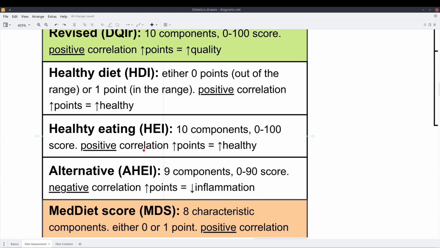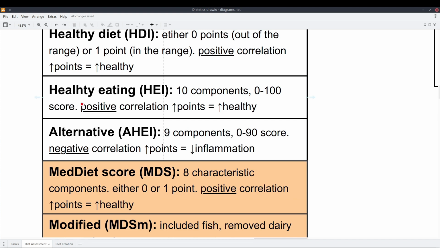There is a positive correlation here as well. So more points equals a healthier way of eating. And then we have the alternative healthy eating indicators. These are 9 components. The score goes from 0 to 90, and there is a negative correlation. So more points equals less inflammation, and therefore it's a good thing. So more points indeed will be healthier, but they are an indicator of less inflammation. So it's a negative perspective.